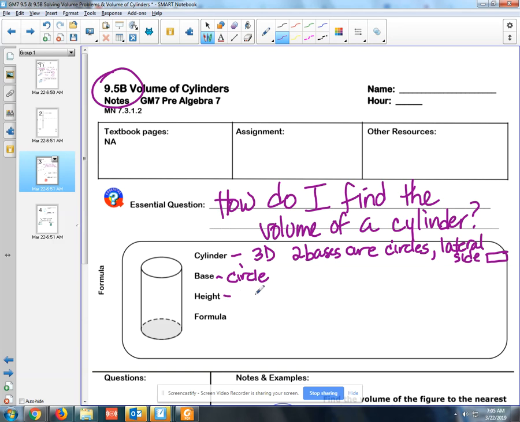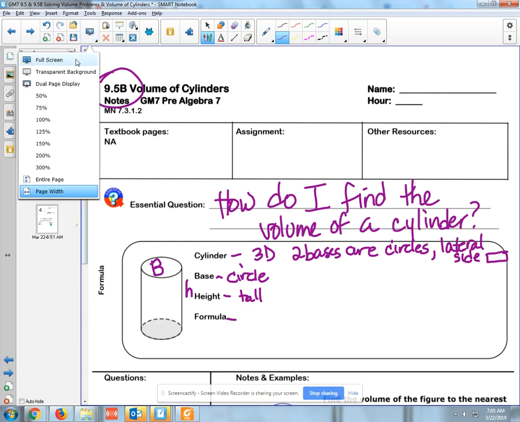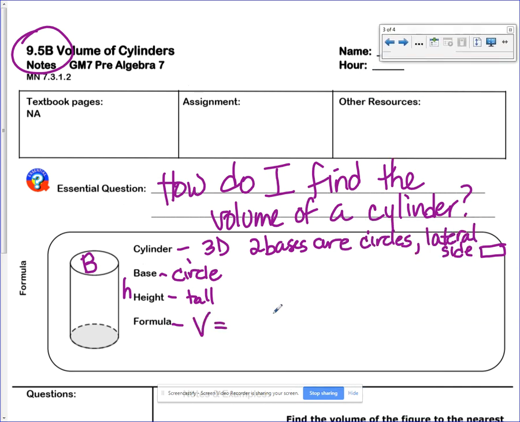The height measures how tall the cylinder is. So I'm going to put an H there. This is the base. I'm going to call this capital B now instead of little b like we use in the triangle. And again, to find volume, volume is the area of the base times the height. So write it with a capital B, and then right on here, this is the area of the base.